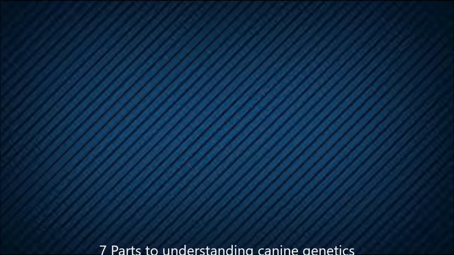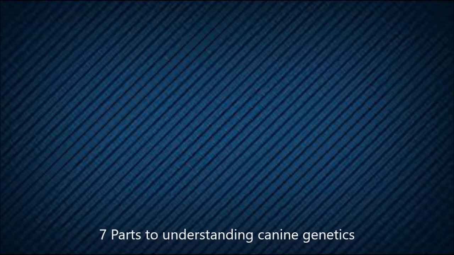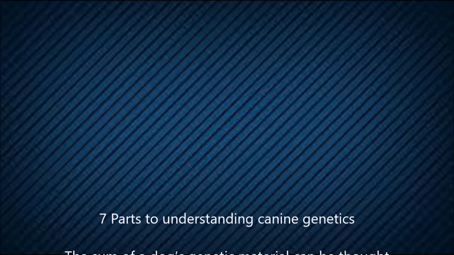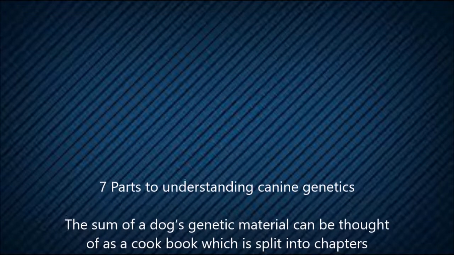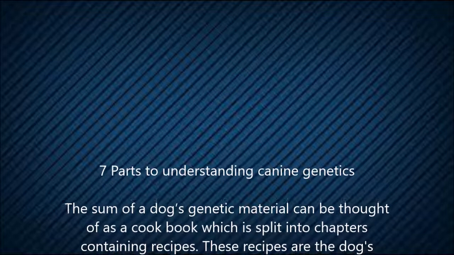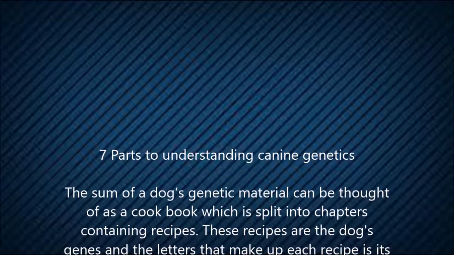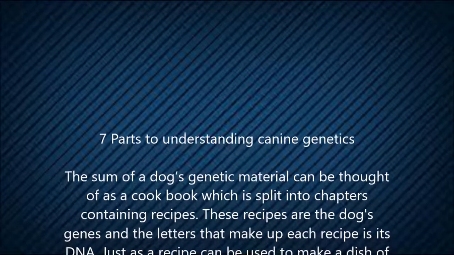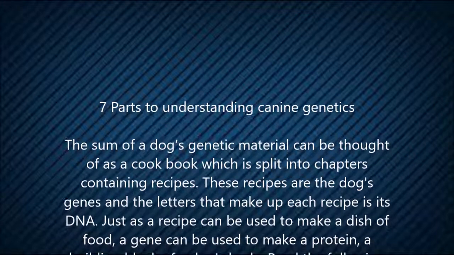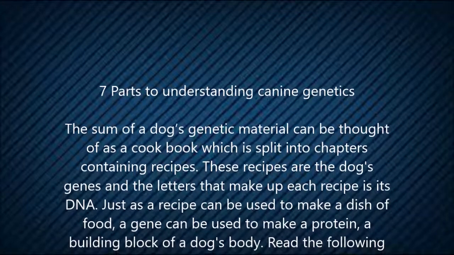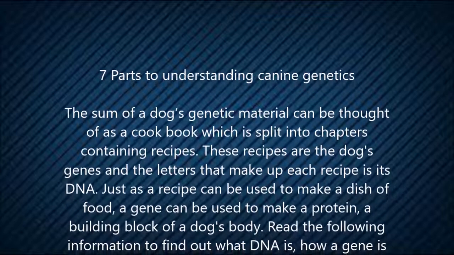7 Parts to Understanding Canine Genetics. The sum of a dog's genetic material can be thought of as a cookbook which is split into chapters containing recipes. These recipes are the dog's genes, and the letters that make up each recipe is its DNA. Just as a recipe can be used to make a dish of food, a gene can be used to make a protein, a building block of a dog's body.